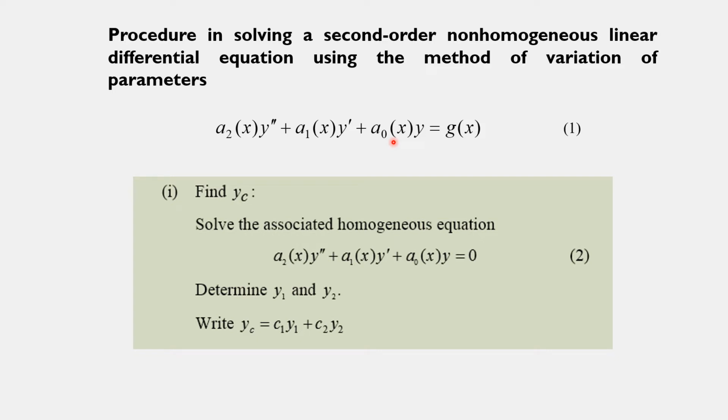To solve this non-homogeneous differential equation, of course we shall start by finding the yc, where we need to form the associated homogeneous equation, replace the g of x by 0, and from there we form the corresponding auxiliary equation and find the two solutions y1 and y2. After that we form the complementary function yc, which is expressed in the form of c1 y1 plus c2 y2.